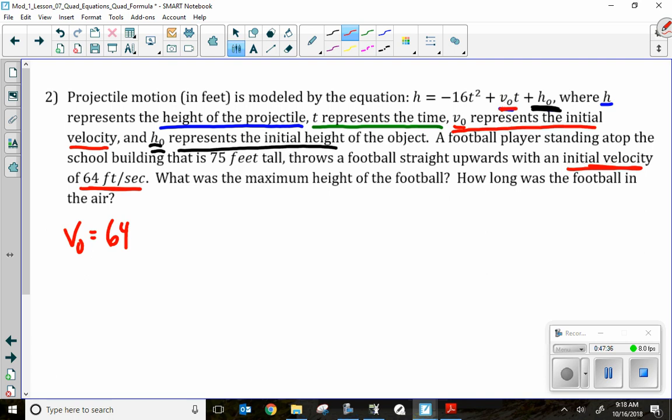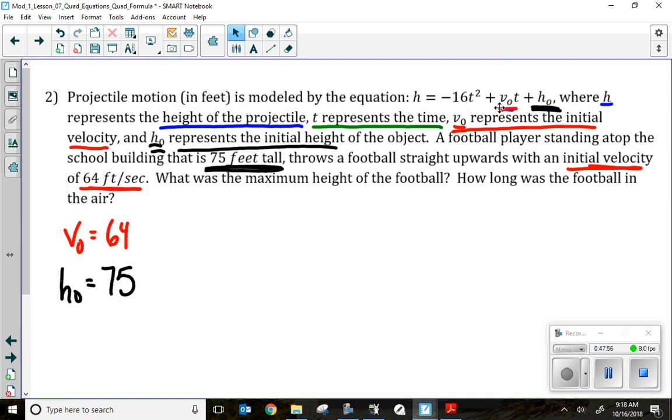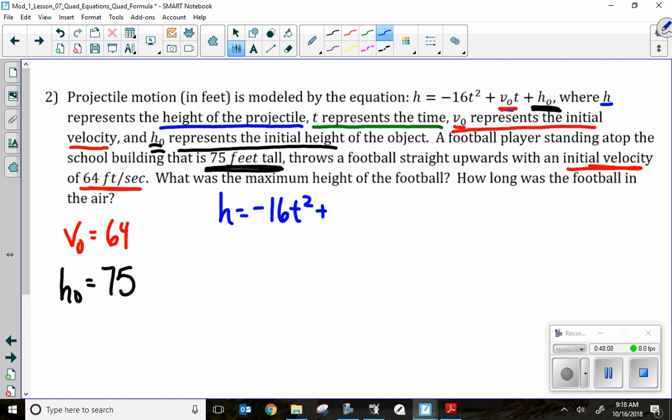All right? But I don't see an initial height. But they do tell me that this football player is standing atop a school building that's 75 feet tall before he even throws it up. So my initial height is 75. Okay? So let's plug those two numbers in. And we have h equals negative 16t squared plus my v sub 0, 64t, plus my h sub 0, 75.